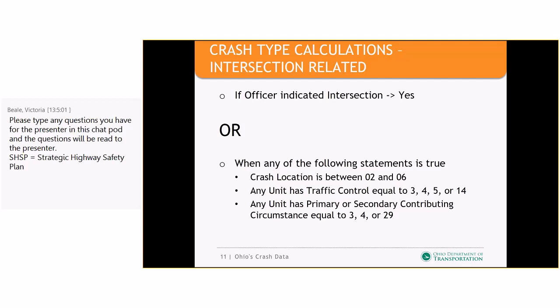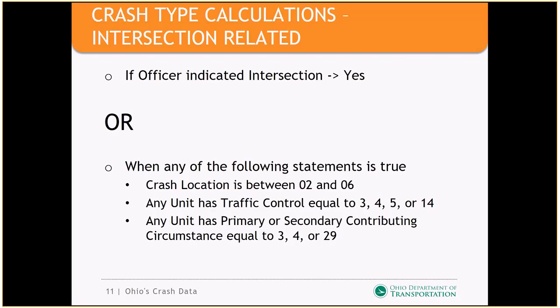But there are some additional things that an engineer would say are probably what we would call intersection related. If the crash happened at a 4 approach intersection or at a T intersection, we would probably assume that something at the intersection could be contributing to the crash, as well as if the traffic control was signal, yield, or stop sign. And finally, if the unit failed to stop or ran the stop sign or ran the signal, those would also be considered intersection related crashes for ODOT, and I would hope most engineers. So that's how we calculate the intersection related flag.